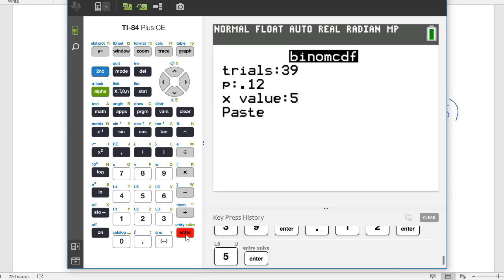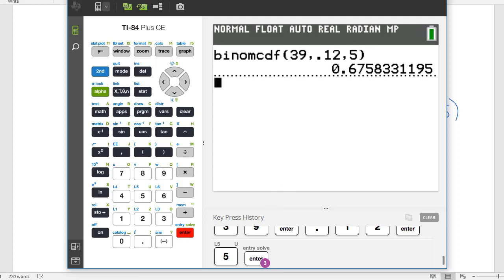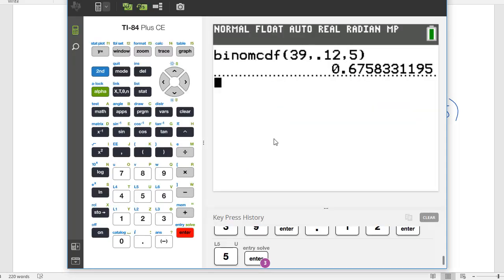And when I hit enter and I paste and then hit enter one more time, there is that cumulative probability. So again, if I went through the painstaking process of finding all of these 6 individual probabilities and adding them together, this is what I would get from that result.